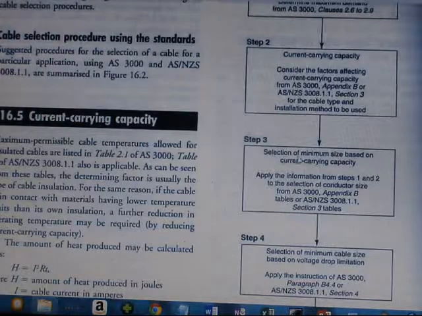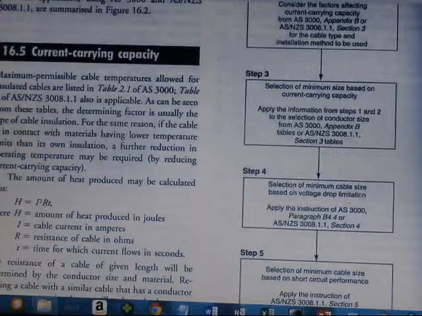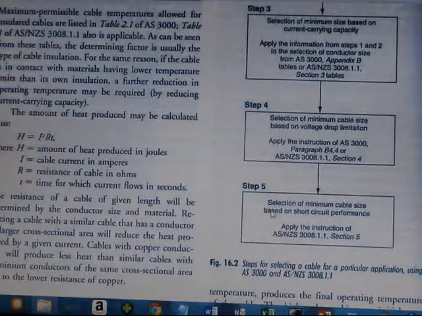Then we select the minimum cable size based on the current carrying capacity. If you know the current carrying capacity, we select the cable size, and then select the cable size based on the voltage drop limitation. Then you find out the voltage drop, and then select the cable size based on short circuit performance. Depending on the short circuit performance, we select the minimum cable size. Those 5 steps have to be followed to select the cable.